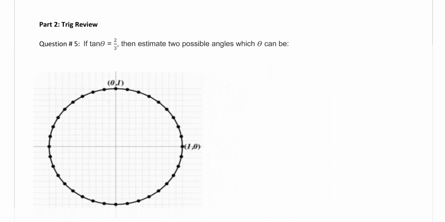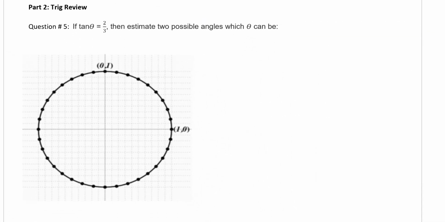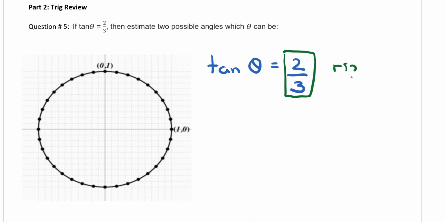Okay, let's go on to the next one. Trig review, question number 5. If tan theta is 2/3, then estimate 2 possible angles which theta can be. Okay, so we know that tan theta, let me write this out again. So we know that tan theta is equal to 2/3. And we learned in the last lesson that 2/3 is really the slope. So this is your rise and this is your run.